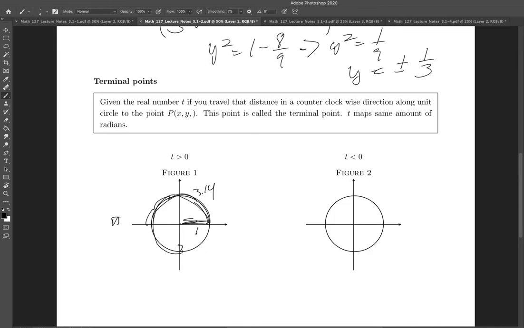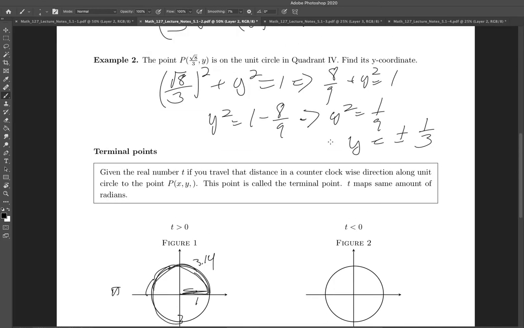Oh, I realized I didn't answer something on this. So find its y coordinate, but if this is in quadrant 4 of the unit circle, we want to take the negative one. And so the correct answer here, sorry, I forgot to do this, is square root 8 over 3, and since it's in quadrant 4, we want the negative y value. Sorry, I just looked up and realized I didn't say that.